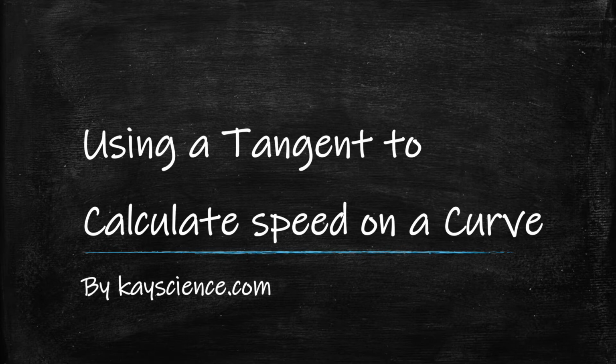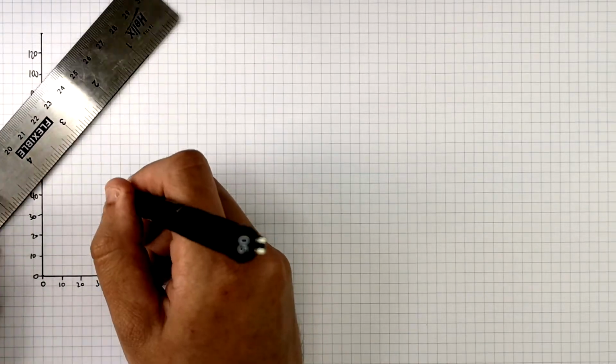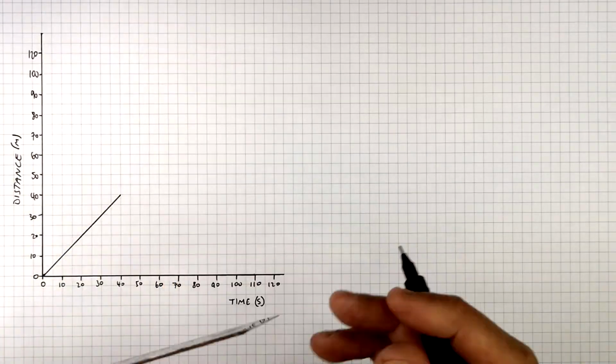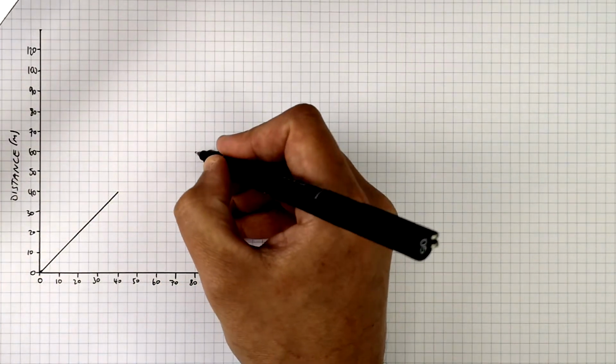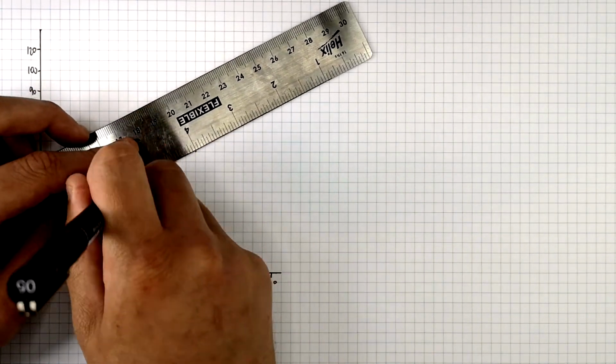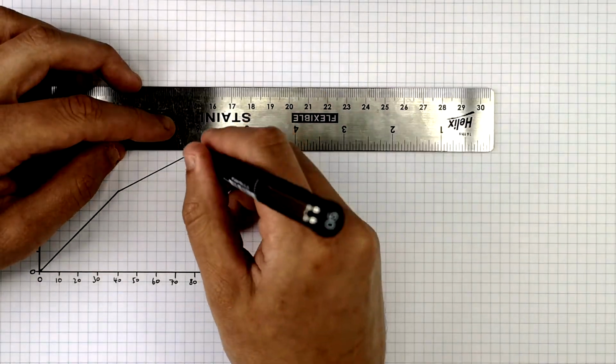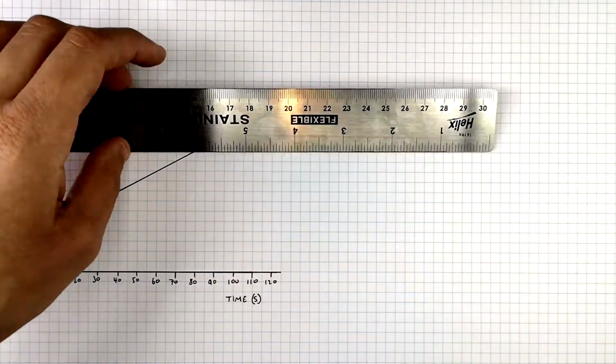Using a tangent to calculate speed in a curve by KayScience.com. This part of the journey shows the object moving 40 meters in 40 seconds. So this next part of the journey shows the object moving 20 meters in 40 seconds. And for the last 40 seconds of the journey, this object moves 0 meters.